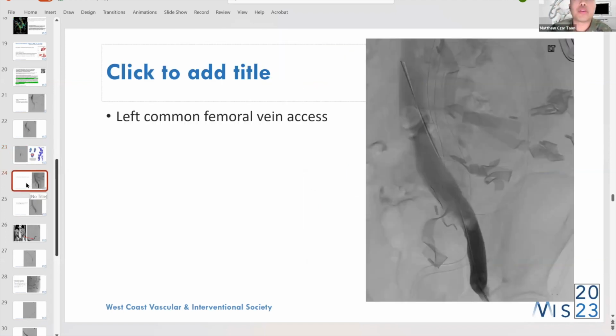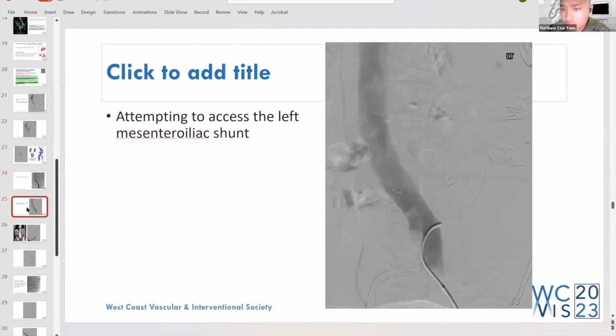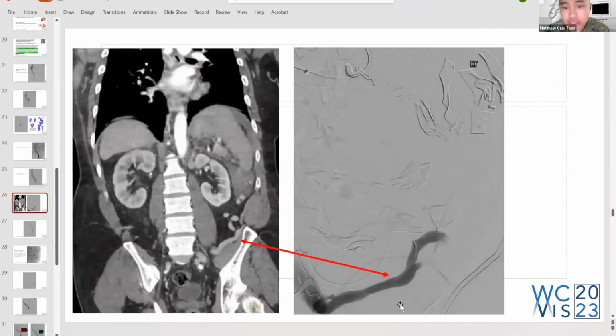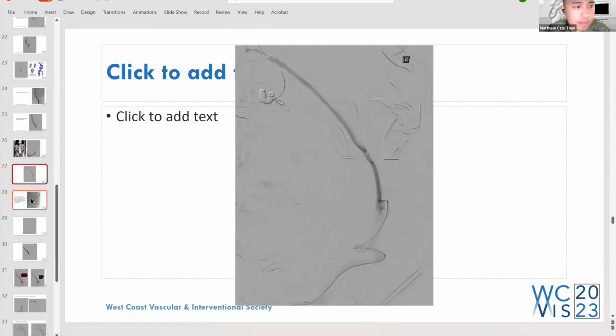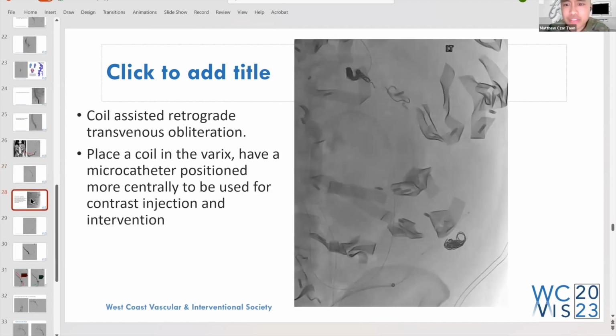We addressed that left common femoral vein access. So this is our access. This is us attempting to access that left mesenteroiliac shunt. Oh goodness, we're able to get it, but we're finding multiple efferent outflow veins. So in order to try to get back into the shunt, we do this coil-assisted transvenous obliteration.